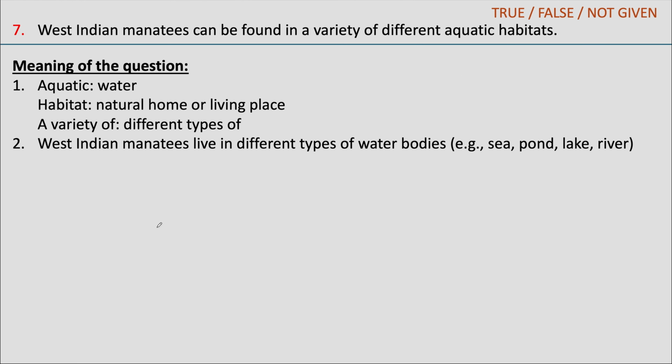The question says a variety of different aquatic habitats. Aquatic means water, habitat means the natural place where an animal lives. So the question is saying that West Indian manatees live in different types of water environments.